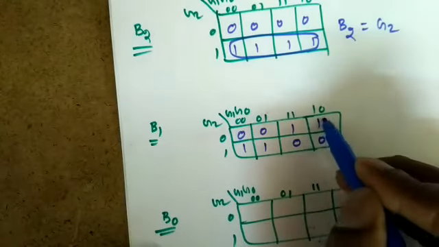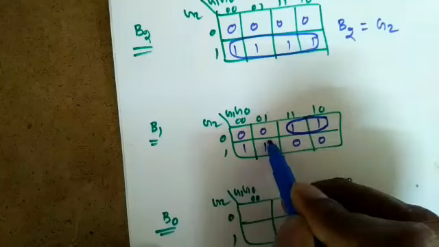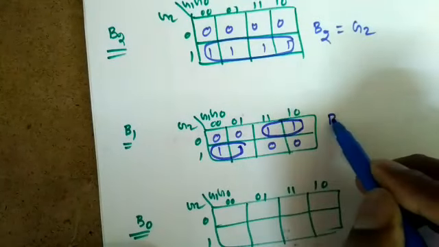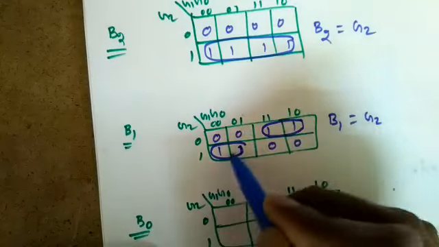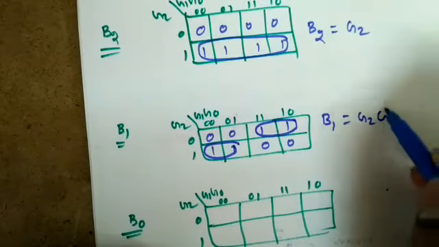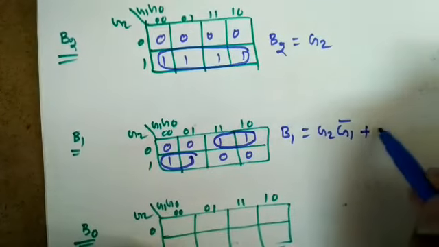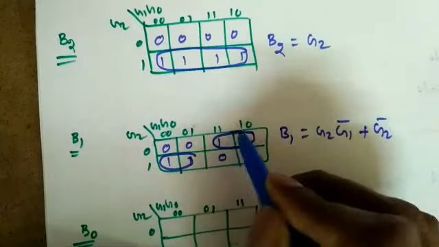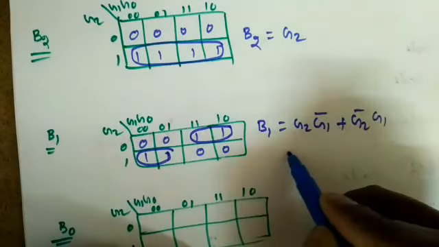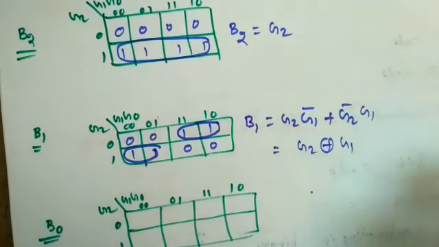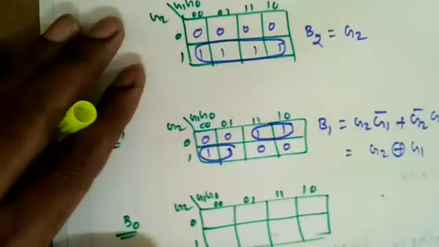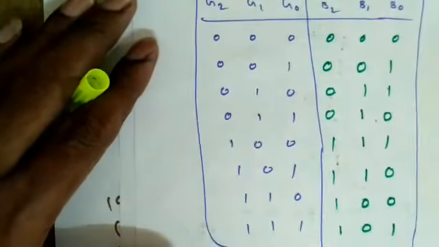Now what is the next step? We have to make combinations. I can make only 2 pairs. So what is this? B1. How can I write it? If I see this pair, G2 into G1 bar is common, plus in this pair G2 bar into G1 is common. So what is this expression? It is nothing but the exclusive OR function of G2 and G1. Yes or no? Then the last one is B naught.